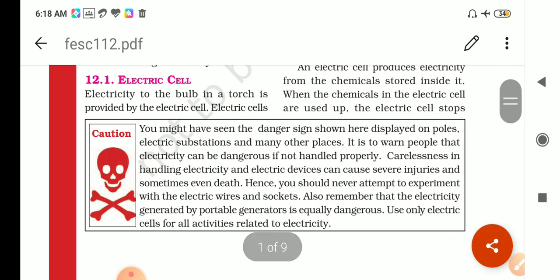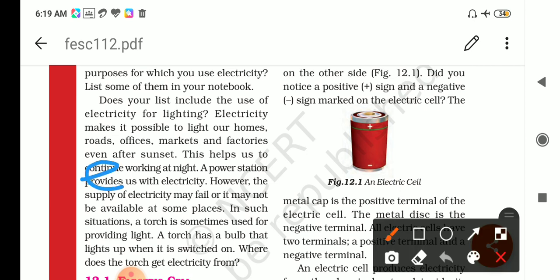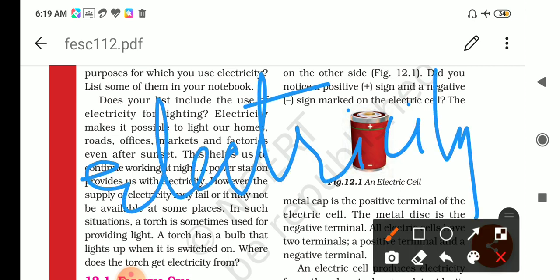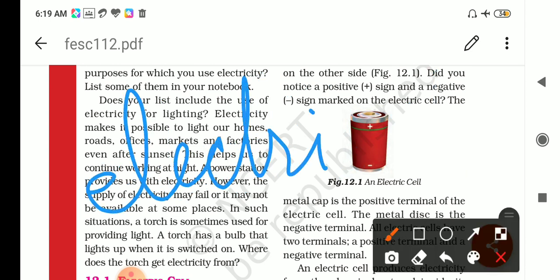Okay, the working of the torch shows that something must be flowing through the bulb when it is switched on. This thing that causes the bulb to glow is called electricity, or electric current.